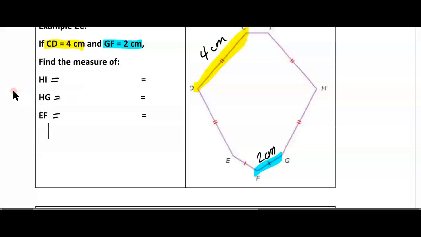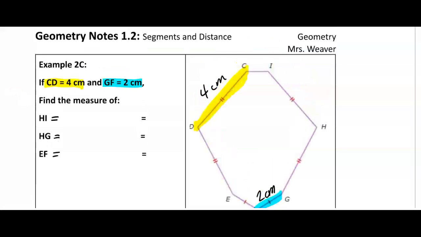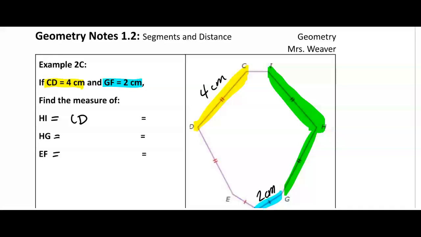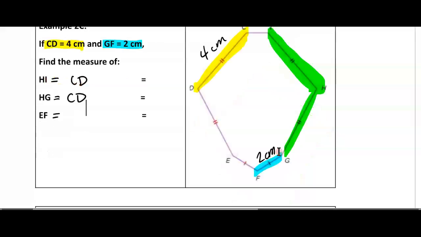congruent to first. So HI, I'm going to mark that in green. Which of my known segments is HI congruent to? CD. So I'm going to write CD. How about HG? Which segment is HG congruent to? Of my known, the one yellow or blue. The CD or the FG? CD. Very good. And which segment is EF congruent to? FG.